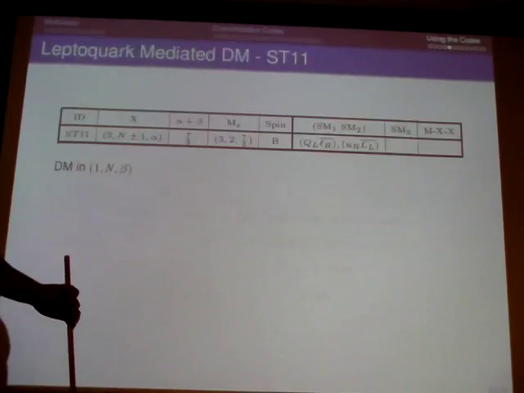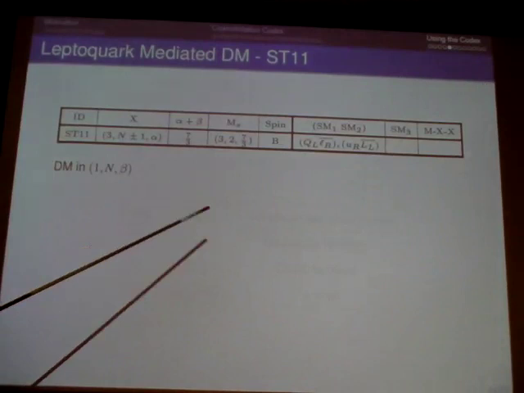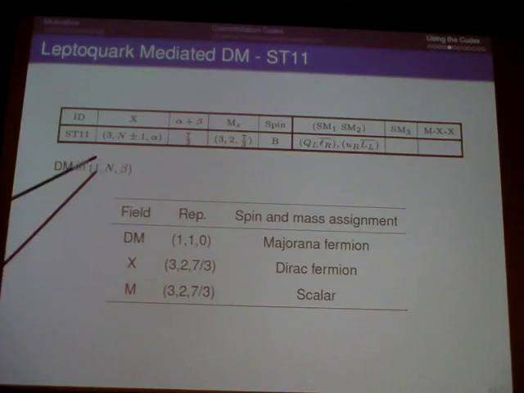And our eye fell on this entry of the table, where this is an S-channel model, so we have an S-channel mediator. And on the right-hand side, the standard model particles are a quark and a lepton. So this means the mediator is a leptoquark. So we found this interesting connection between leptoquarks and dark matter, which we hadn't really come across before, so we're interested in exploring this a little bit. Here it's quite general. We haven't specified N or beta.